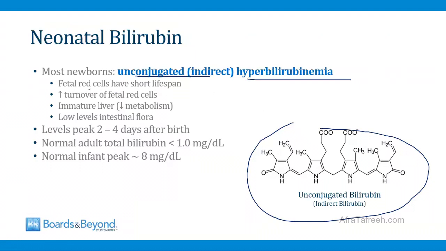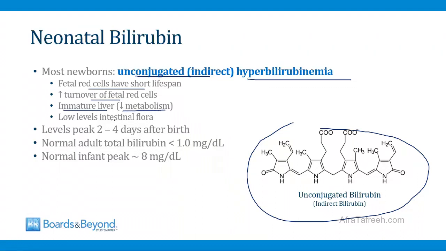The first is that fetal red cells have a short lifespan, so they turn over more quickly, and that generates more unconjugated bilirubin. In addition, the newborn liver is immature and it has a decreased rate of metabolism, so it's not able to conjugate and eliminate bilirubin as quickly as the adult liver.